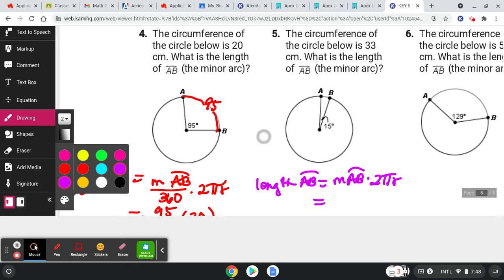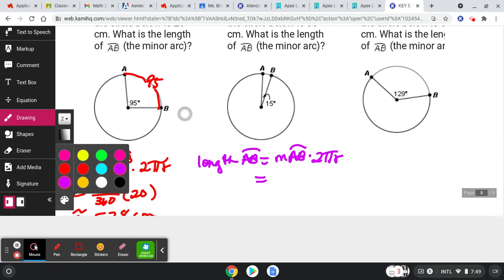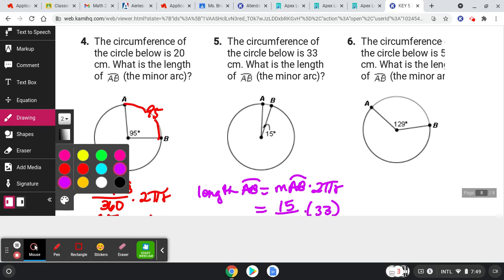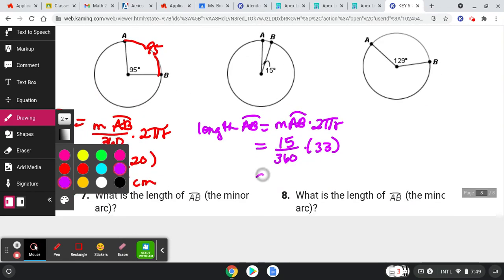And this time we're looking where they did also give us the circumference of the whole circle. So the measure of AB is 15 out of the full 360 times 33, the circumference right here. Go ahead and multiply that in your calculator, and hopefully you got approximately 1.38 centimeters. How'd you do?